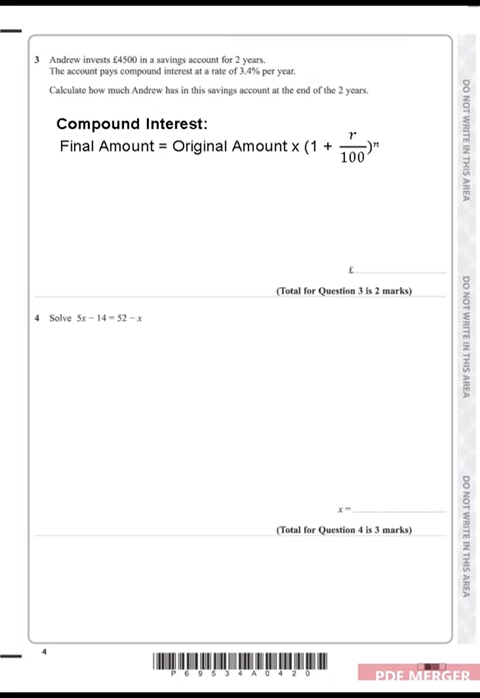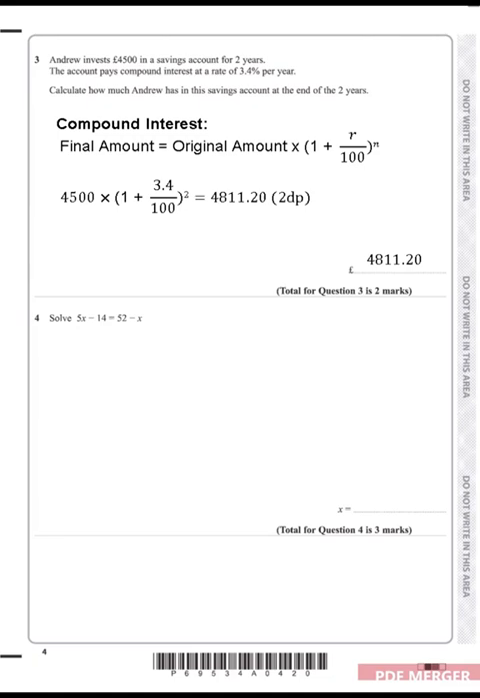So let's plug everything into the formula. 4,500 multiplied by 1 plus 3.4 divided by 100, to the power of 2, so that's 2 years. In the calculator, this is equal to £4,811.20 to 2 decimal places.